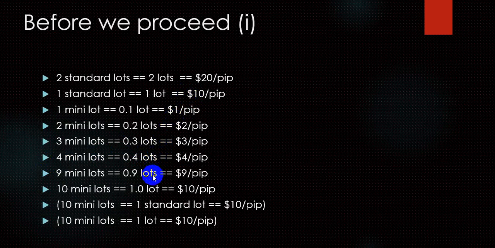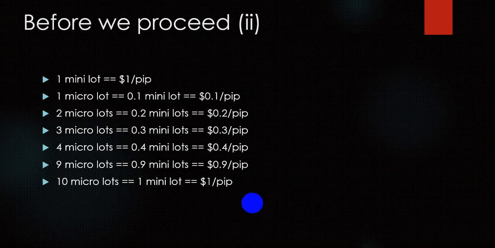The same thing with 9 mini lots. You stand to gain or lose $9 per pip, because 9 mini lots is 0.9 of 1 full lot. Of course, if you're trading 10 mini lots, it means you're trading 1 standard lot, which means you stand to gain or lose $10 per pip. So that is how it works when you are staking or trading. When you trade, you use lot sizes. The lot size determines or at least specifies the volume that you're staking, how much you're staking in that very trade, and that determines how much you're going to earn or possibly lose.